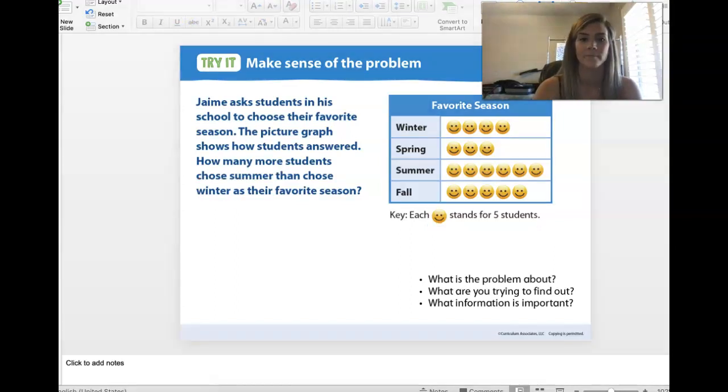Good job. All right. Now, I want you to solve it. I'll give you about a minute and a half, maybe 2, to solve and figure out how many more students chose summer than chose winter as their favorite seasons. And I want you to think about what seasons are we only looking at, and this is the only information that we are worried about right now, okay? So go ahead and solve it on your scratch piece of paper.